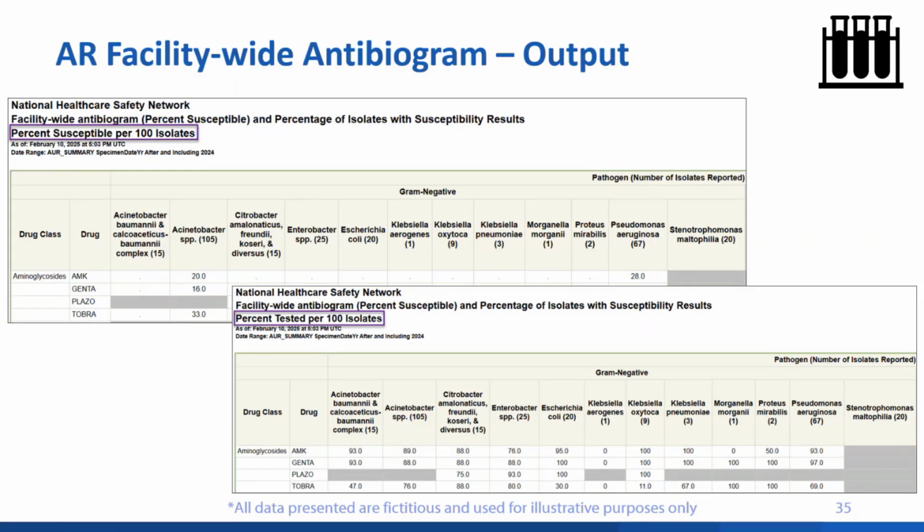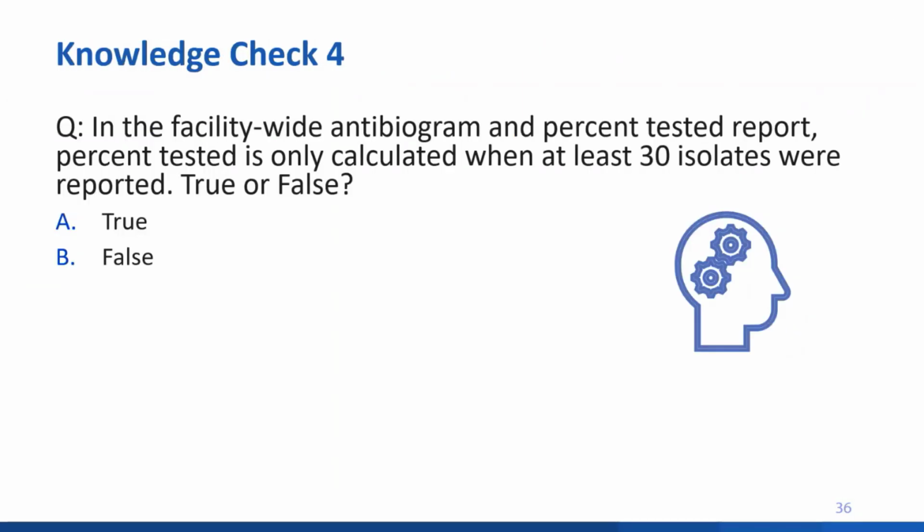On to knowledge check number 4. So the question is, in the facility-wide antibiogram and percent tested report, percent tested is only calculated when at least 30 isolates were reported. Is this true or false? I can see half are saying true and half are saying false.